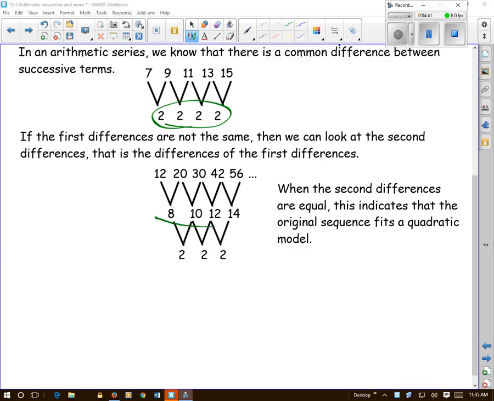This is called the first differences, because we're taking the original terms and finding the difference of each one. The difference between 12 and 20 is 8, 20 and 30 is 10, 30 and 42 is 12, and 42 and 56 is 14. Because they're not equal, we know it's not an arithmetic series. But if we take the second differences, finding the difference between each successive number, they all come out to be 2s.